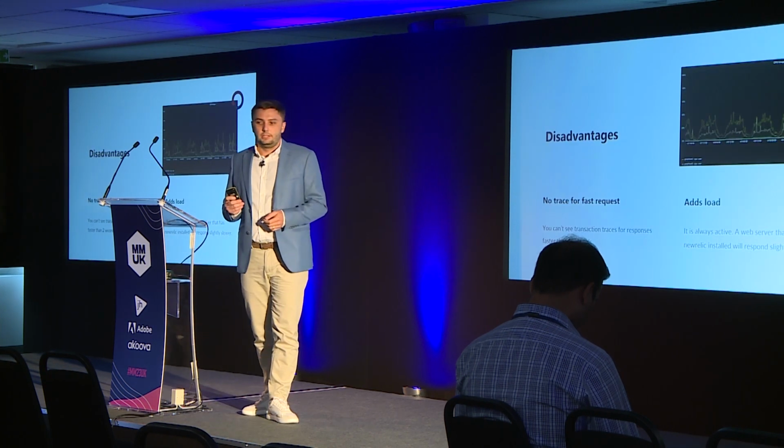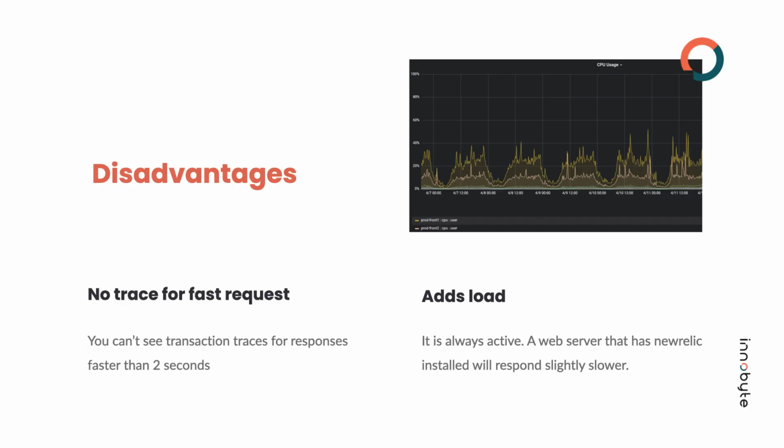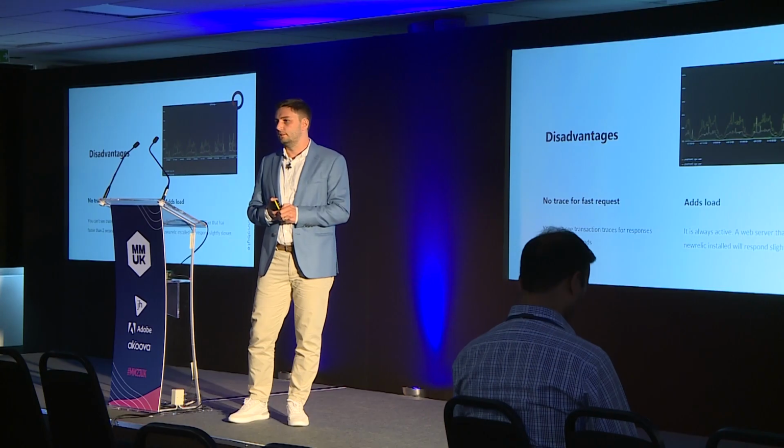But there are some disadvantages, and for me there are two. One is that New Relic doesn't track fast responses. So I don't know what the threshold is, but if you have an API that takes 100 milliseconds, you will not see much data there. And the second one is that it will add load on the web server. It's not much, but it is.